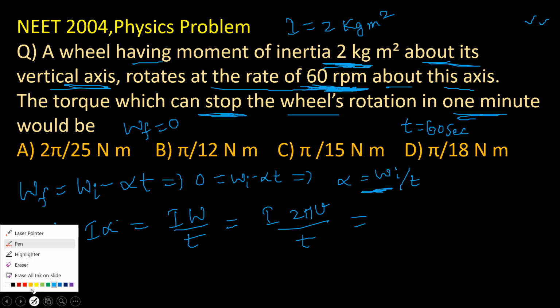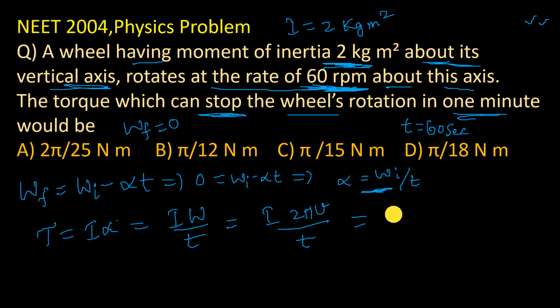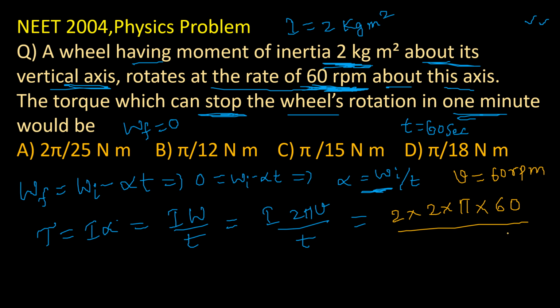I value is 2. So substitute the value: 2 into 2 into pi into angular speed. How much is it? 60 revolutions per minute, so 60 rpm. 60 rpm means 60 by 60 we can say. So time is already there, 60 by 60 into time 60. Because 1 minute is given, no? 1 minute is nothing but 60 seconds.